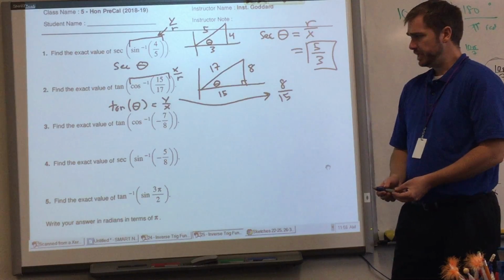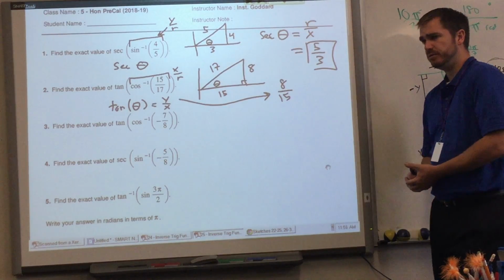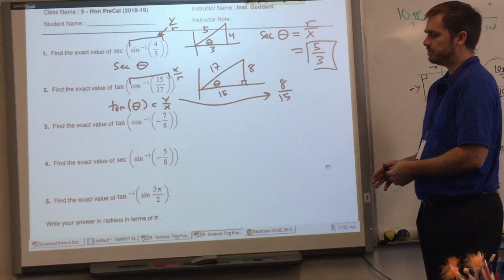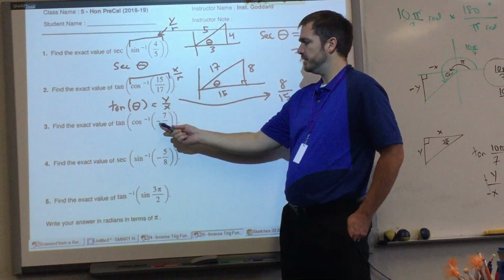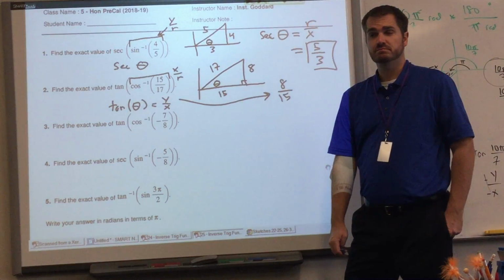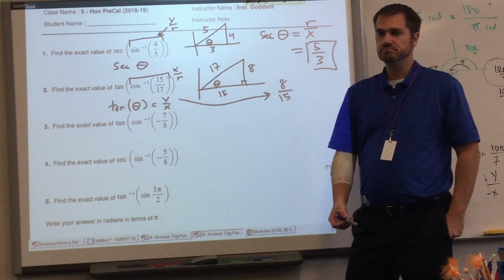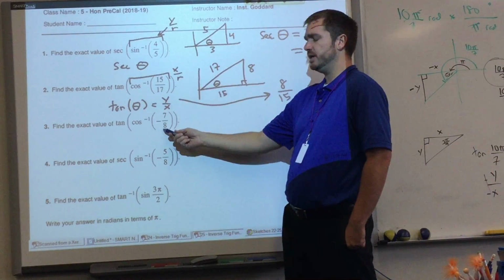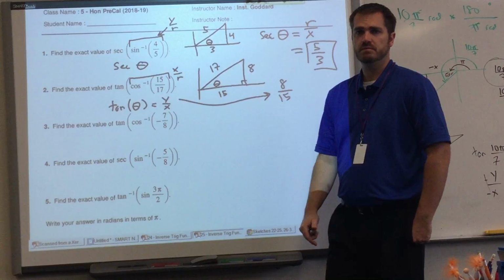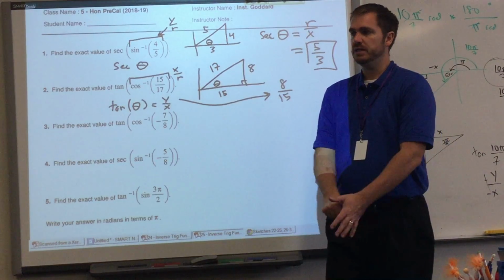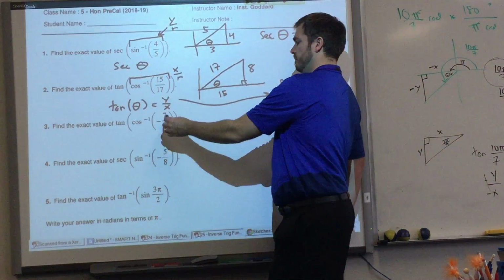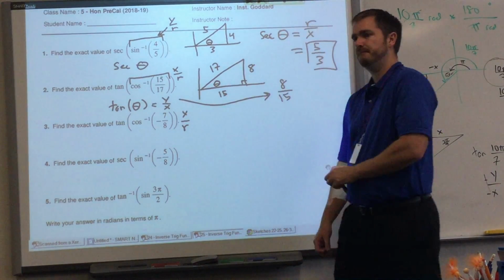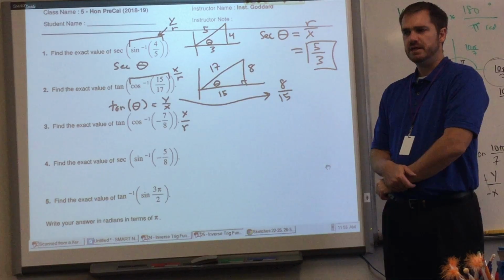Number 3 is a little bit trickier. What do y'all notice is different about number 3? There's a negative. Where shall we choose to push that negative, to the numerator or the denominator? Because we can write this as negative 7 over positive 8 or positive 7 over negative 8, but we've got to make a choice. Anybody have an idea? Where cosine is x over r. Yeah, let's make that x negative.